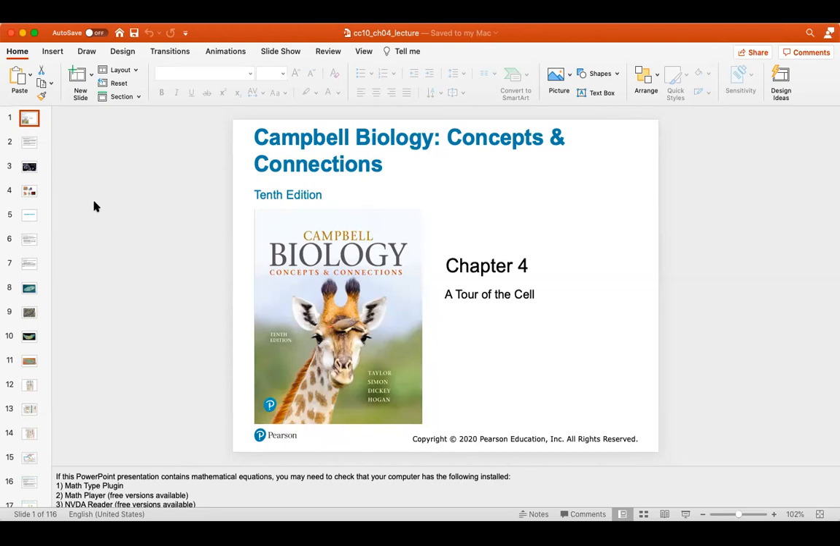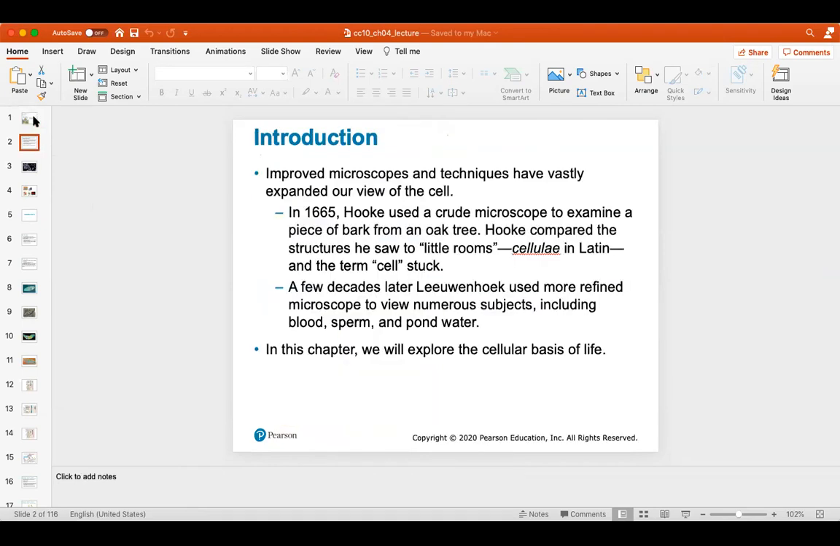So chapter 4 is all about the tour of the cells. So this is a really good chapter to give you a basis for what a cell looks like. We first need to talk a little bit about microscopes. Improved microscopes and techniques have vastly expanded our view of the cell.